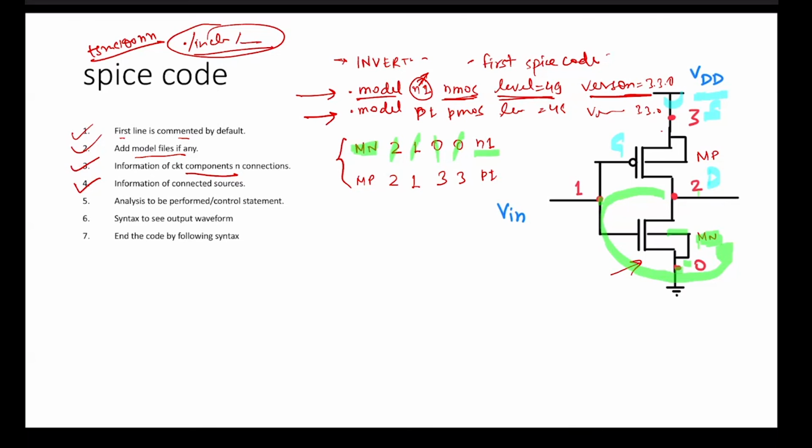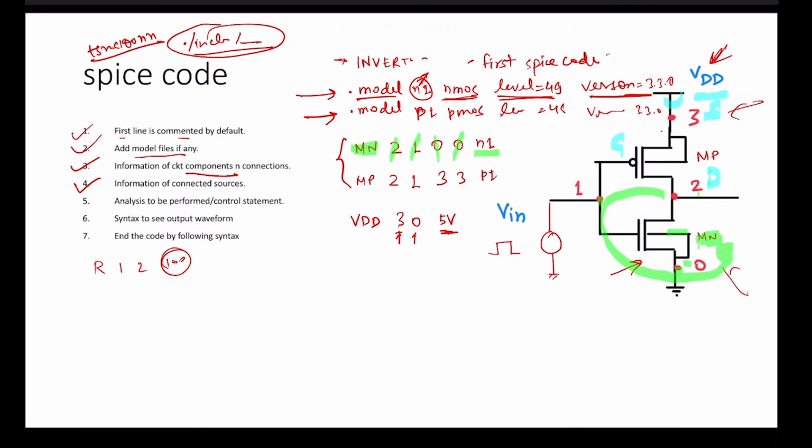So one source is VDD, connected between 3 and 0. And the value of VDD, also we need to provide, similar to how we have written a resistor connected between 1 and 2 and the value is 100. Similarly, we will give the value. So the value I'm giving is 5 volt, say. Okay. So next, another source is connected, V in.